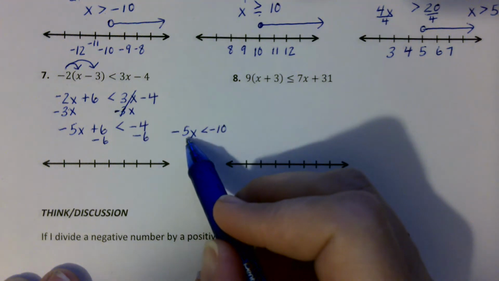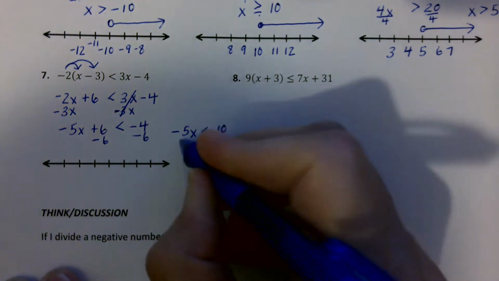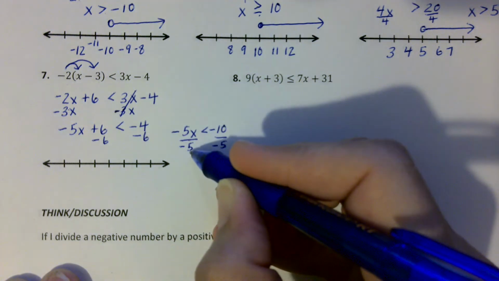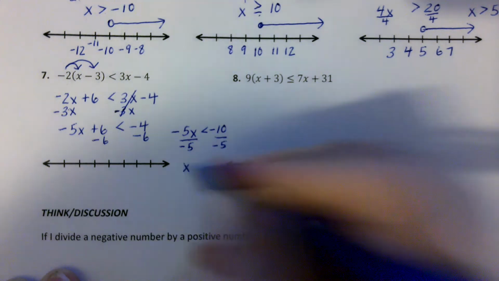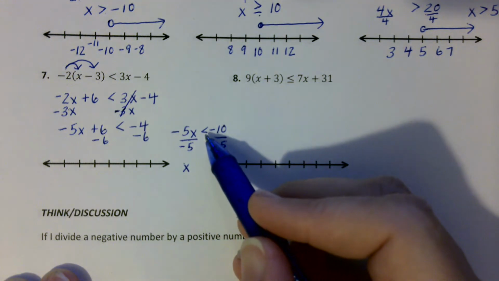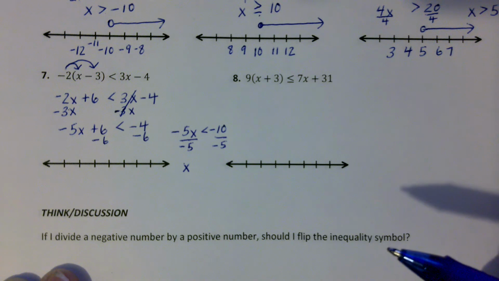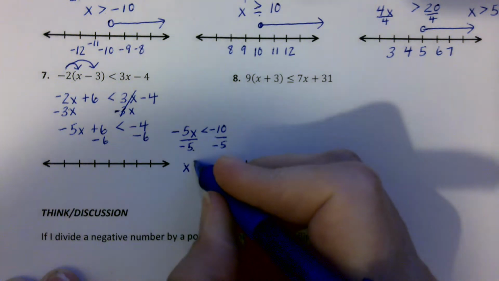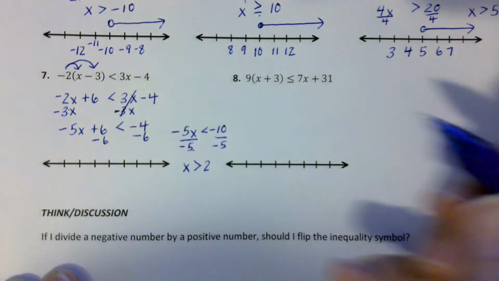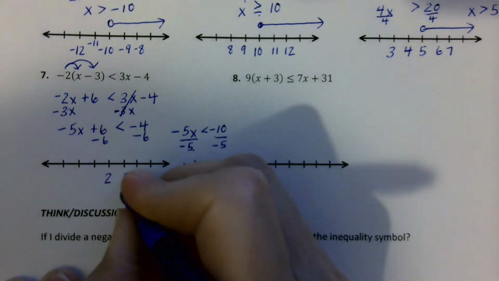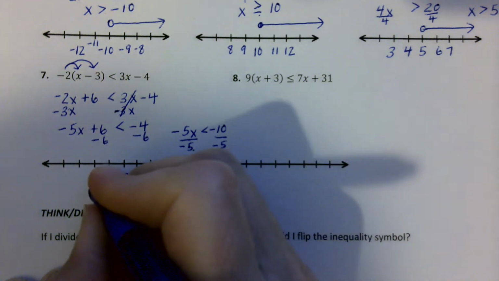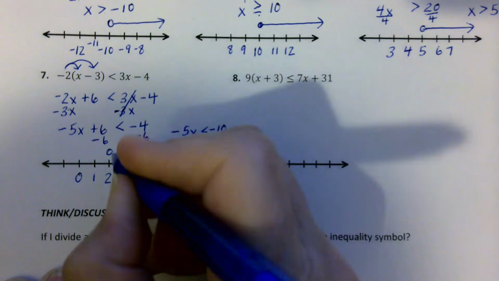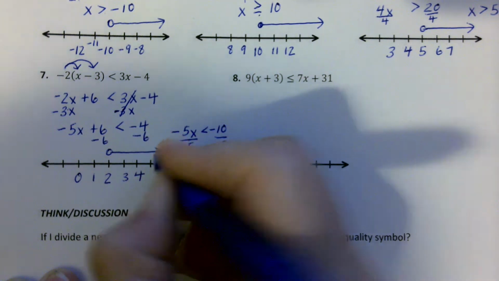Instead of multiplying by -5, I'll do the opposite. I'll divide by -5. Any number divided by itself is 1, so we have x. And do I need to reverse the symbol? You're right, we do, because we divided by a negative number. So x is greater than 2. Put 2 here, few numbers to the right, few numbers to the left. X is greater than 2, open circle over 2, and all the numbers to the right.